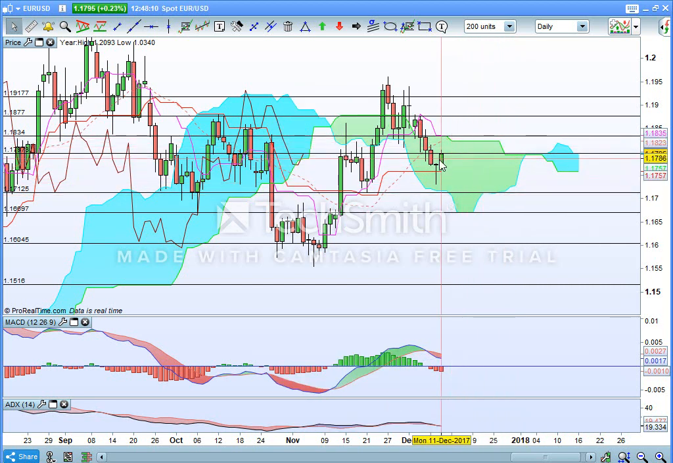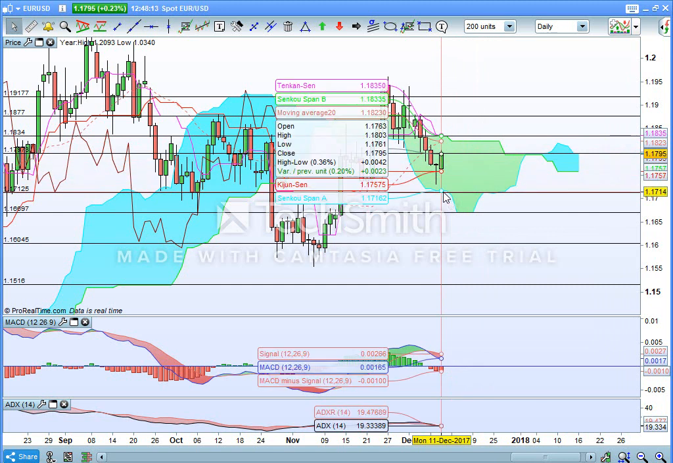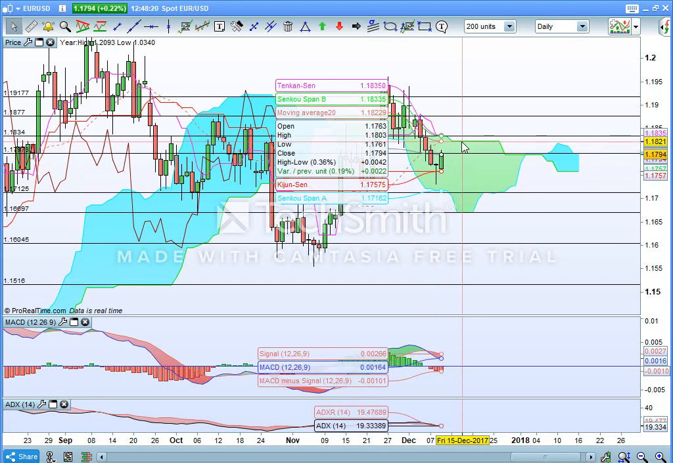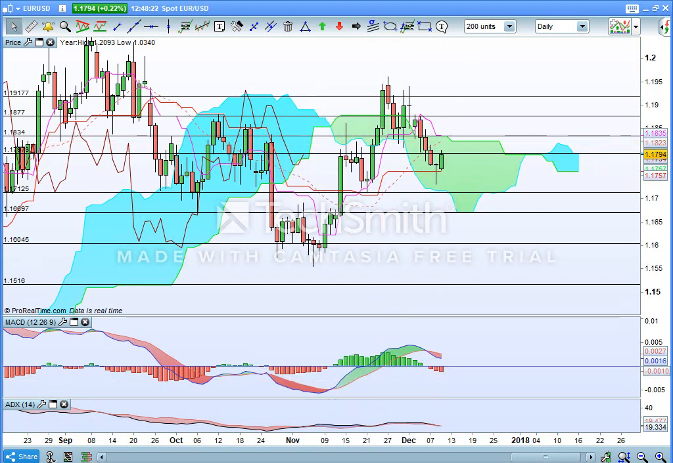So far stuck within the cloud, range bound in trade, bottom of the cloud support, top end of the cloud is resistance, so watch out for resistance to come into play at 1821, 1821 zone.